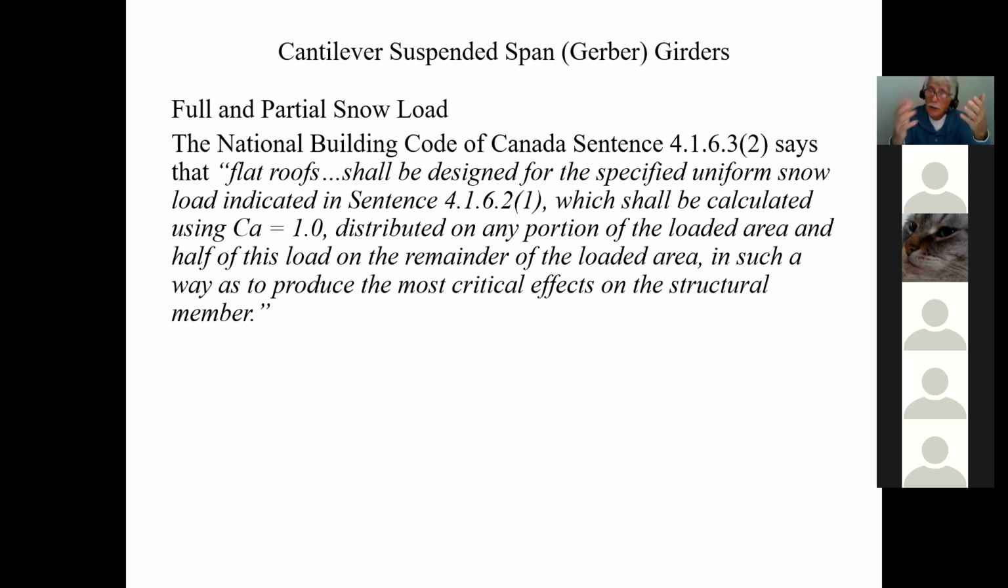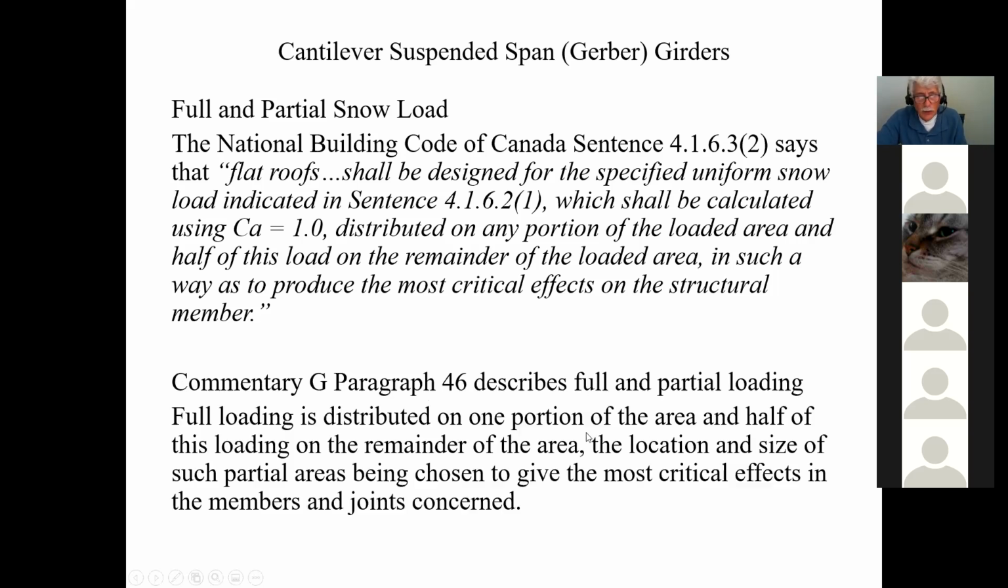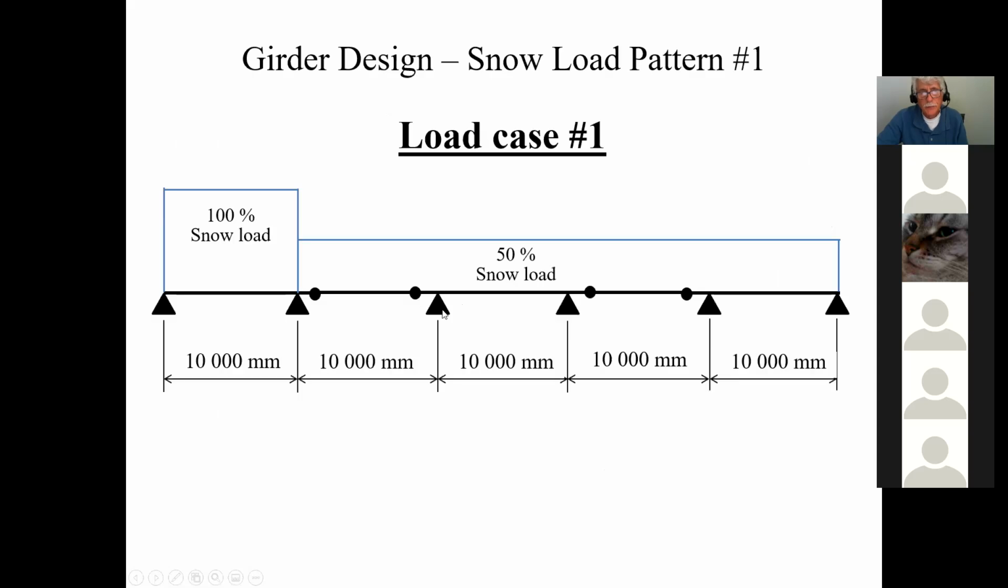Okay, and this is where it becomes interesting. This is where we get into the different load cases and not load combinations. These are load cases. So this is what the code wants us to do, and I'll show you how to do this, so don't worry about that. Now, the paragraph describes the full and partial loading. Full load is distributed on one portion of the area and half this loading on the remaining area, the location and size of such partial loads being chosen to give the most critical effect to the members and the joints themselves. So this is what the code wants you to do. Now, how do you apply this? You'll see this in the next slide, okay?